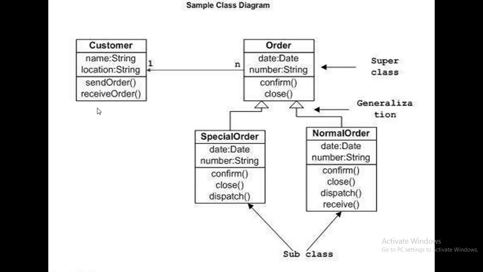The third and the last compartment represents the different functions present in the class. This is send order or receive order. These are different functions, or you can say methods. This is confirm, close, different functions. And what are these lines? These lines represent different types of relationships between the two classes. This is known as the inheritance relationship between these three classes. This is the superclass or base class, and these are the subclasses.